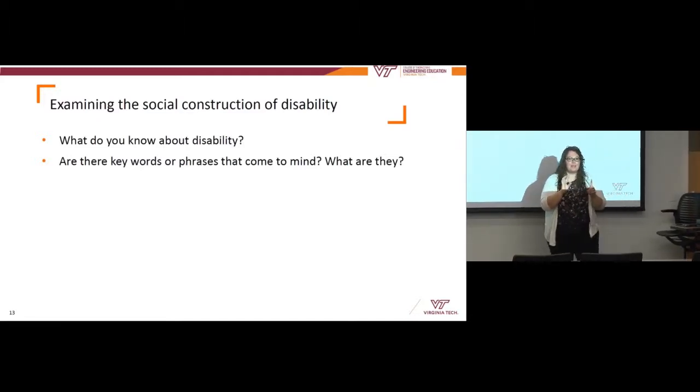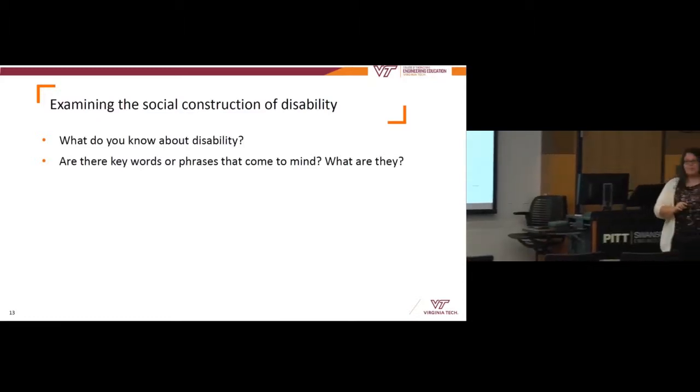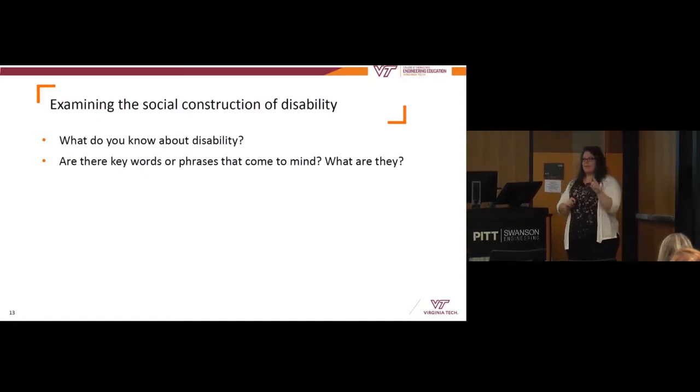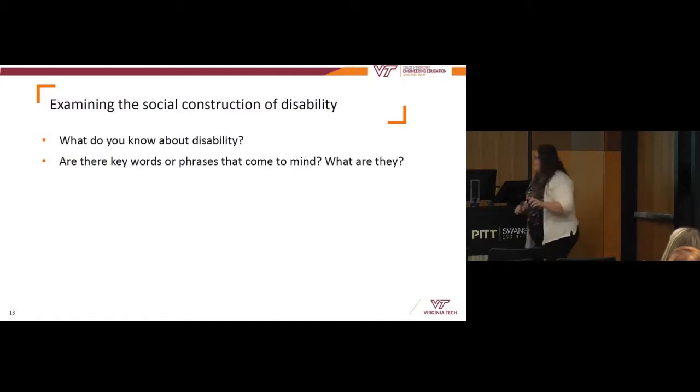Really quick while you guys are finishing up, I'm going to step out of the light so I can actually see you. How many of you are grad students? Okay, faculty, staff? Okay, cool. So we have a good mix of people.